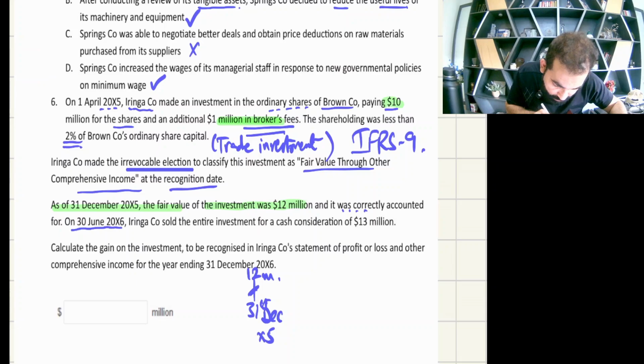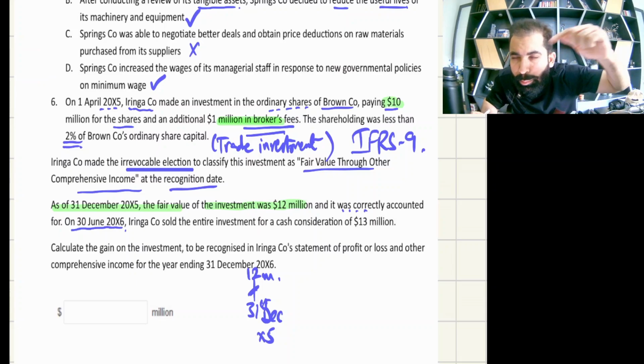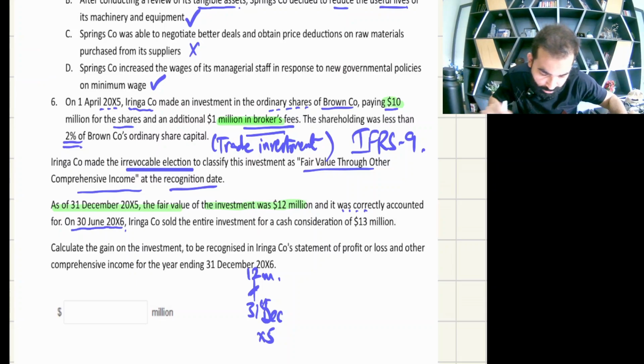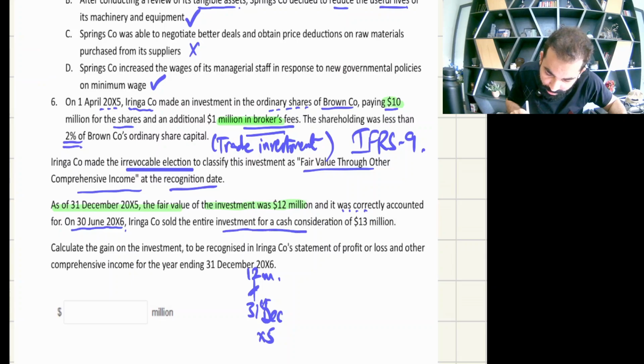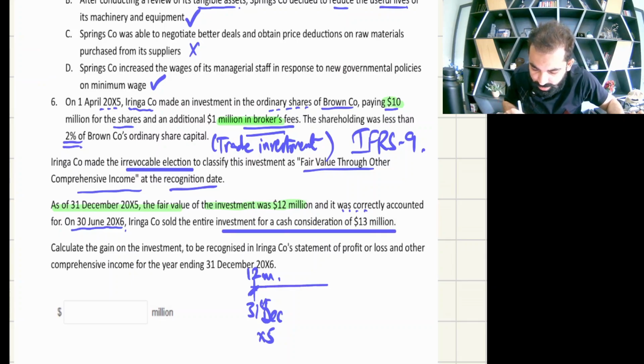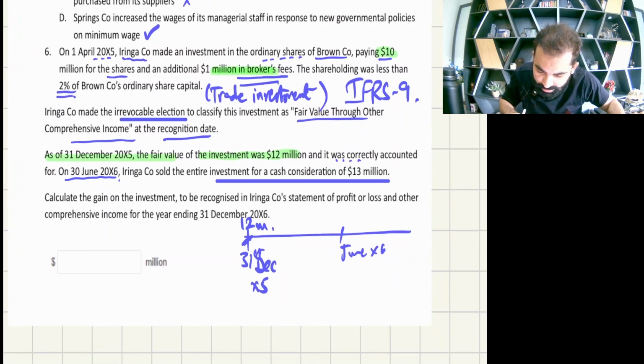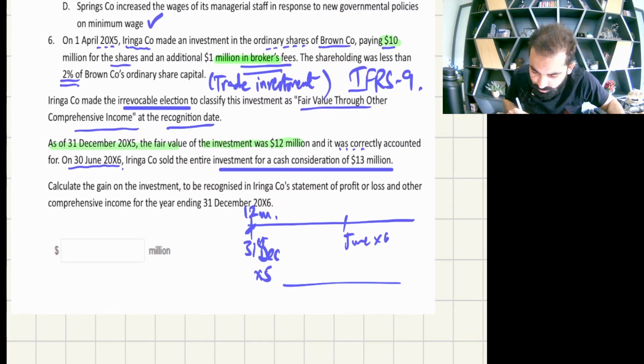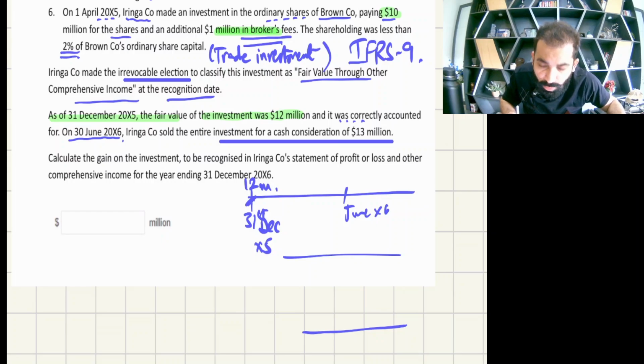Now at 30th June X6, mid of the next year, the company sold the entire investment at a cash consideration of 13 million. Now this year June X6, let me make the entry for you. Very simple entry. We sold all the investment for 13, so bank debit 13. We just have to calculate the final gain or loss on disposal.